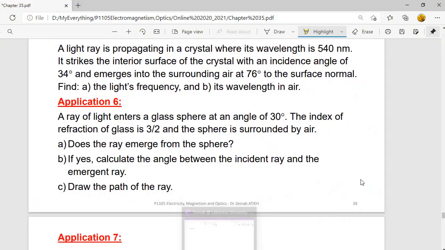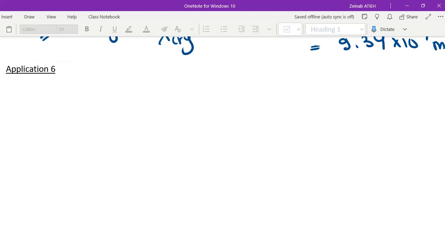I will do now application 6. A ray of light enters a glass sphere at an angle of 30 degrees. The index of refraction of glass is 3/2 and the sphere is surrounded by air. Does the ray emerge from the sphere? Okay, so this is the first problem. Let me draw a figure.